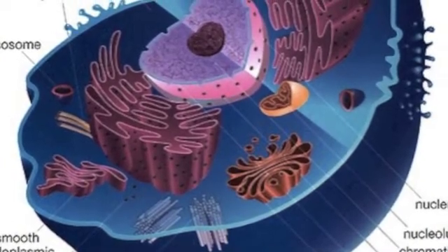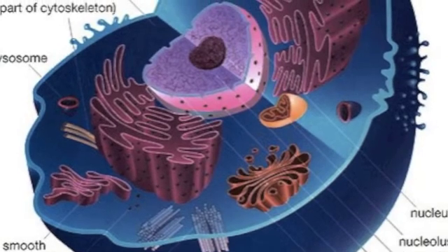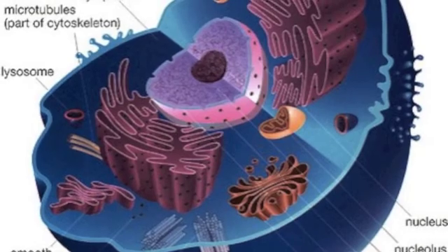About 50% of the total membrane surface in an animal cell is produced by the ER. The ER is found in both eukaryotic animal and plant cells.